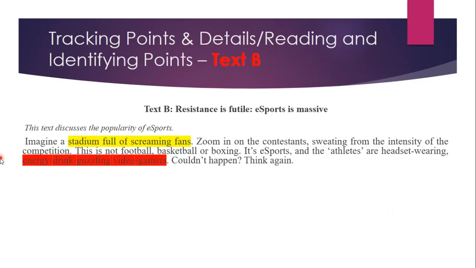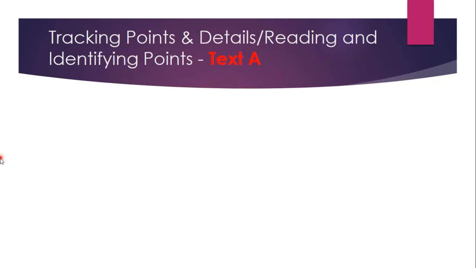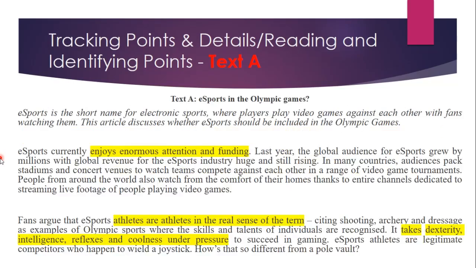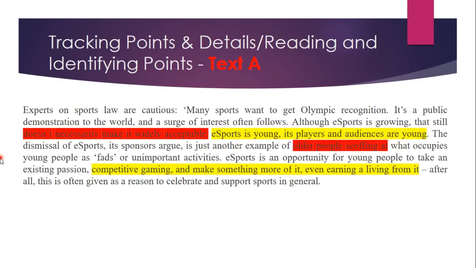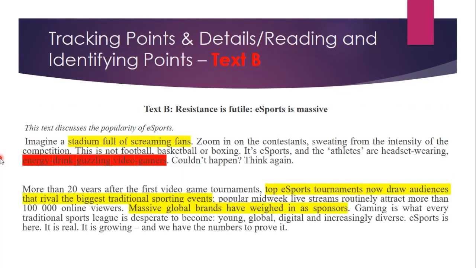Imagine, then we have text B. This was all about text A. Text A talked about the global recognition, generation of revenue, creating of employment, and finally that you have to have mental agility for this, and then lack of physical aspect at the same time.